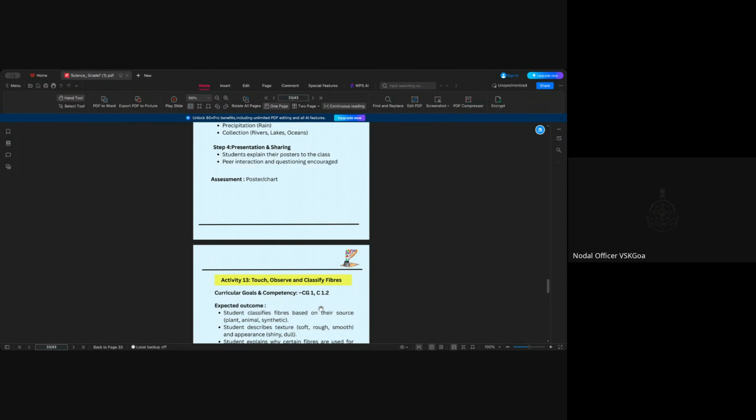The next one is touch, observe, and classify fiber. This is related to a lesson called fiber to fabric. You know that this is having a vertical mobility. This lesson, okay, again in the 7th standard also you find such concepts.